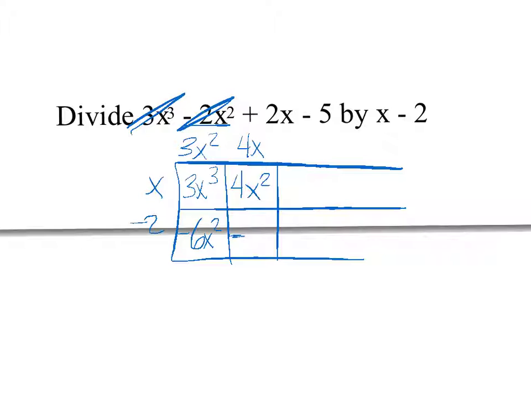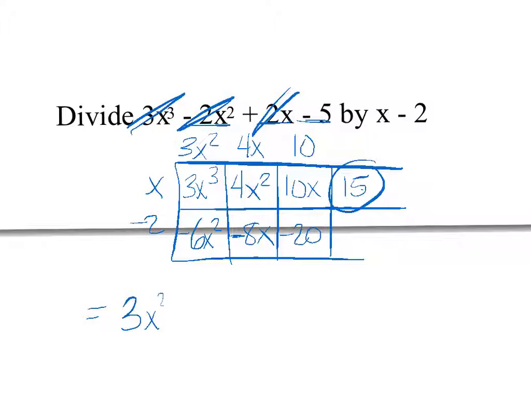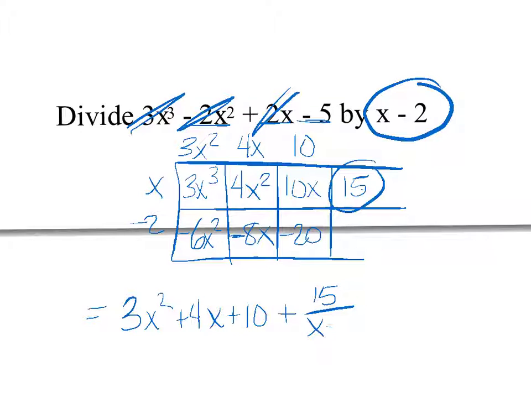Multiply times negative 2, I get negative 8x. I want 2x, so I'm going to have to put a 10x up here to give me 2. All right, so now x times, well, 10 will give me 10x. And 10 times negative 2 is negative 20. I want a negative 5, so I'm going to have to put a positive 15 up here. But again, I can't make x into 15, so this is going to be my remainder. So my answer is going to be 3x squared plus 4x plus 10 plus, now with my remainder, 15 over what I was dividing by, x minus 2, because it's still being divided by x minus 2.